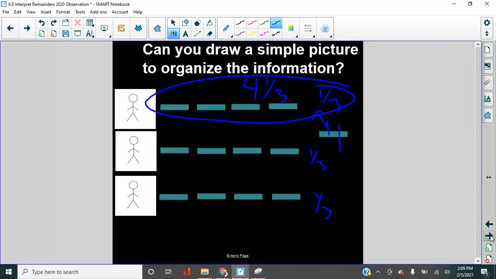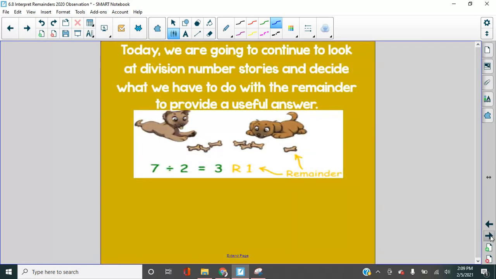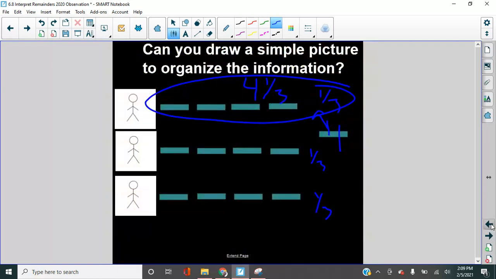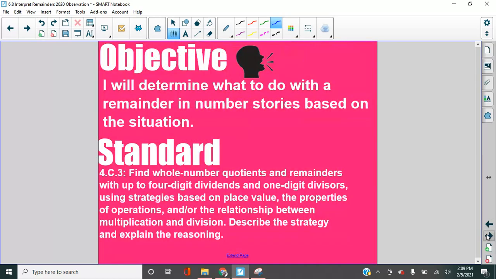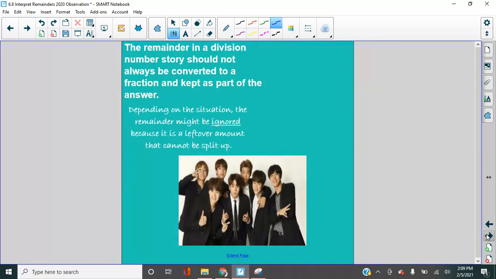And a little picture here is very valuable. Today, we are going to continue to look at division number stories. This time we are going to decide what we have to do with the remainder, with the extra. There's 3 things that we can do with the remainder. The first one is what we did here, to turn it into a fraction. And some things can be split up like a piece of gum. Other times, we're going to have to ignore that.